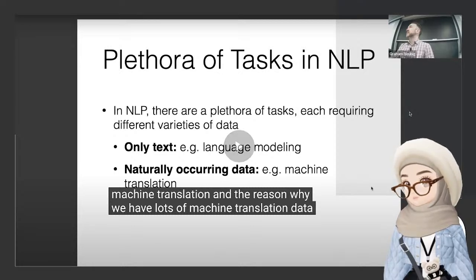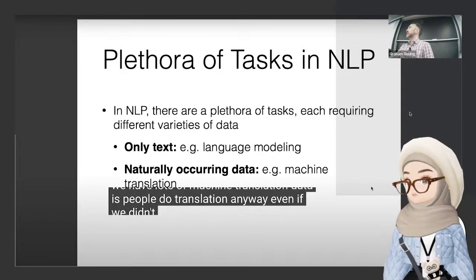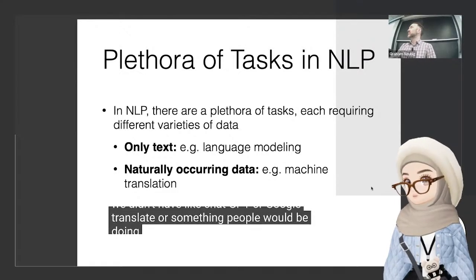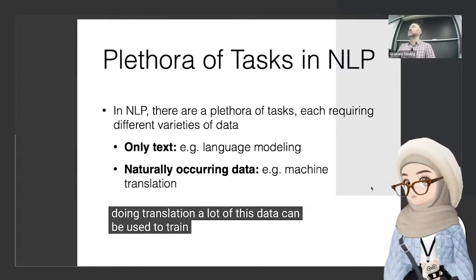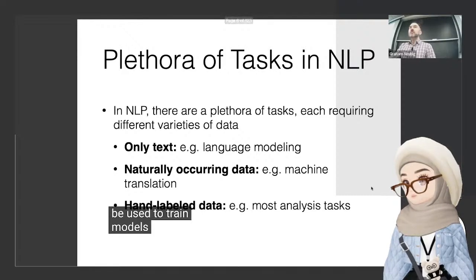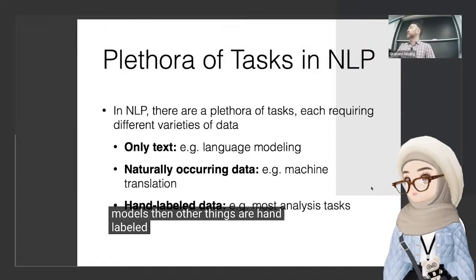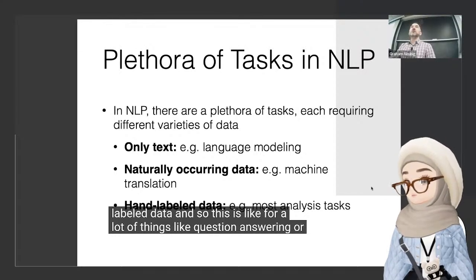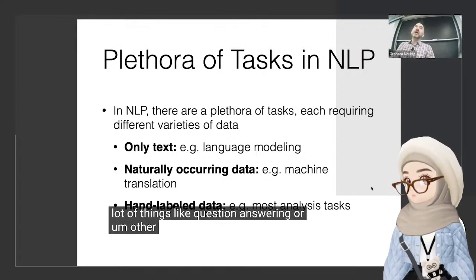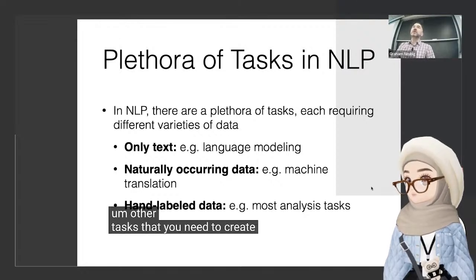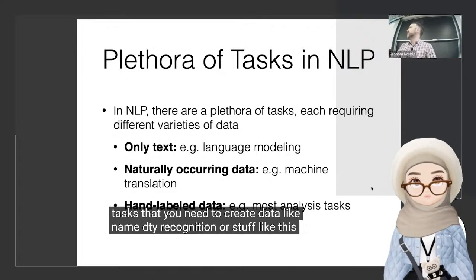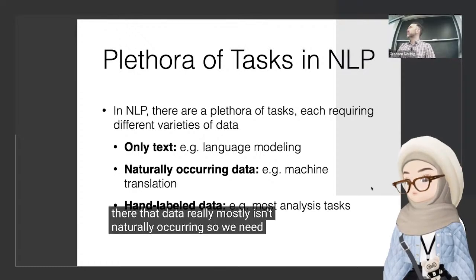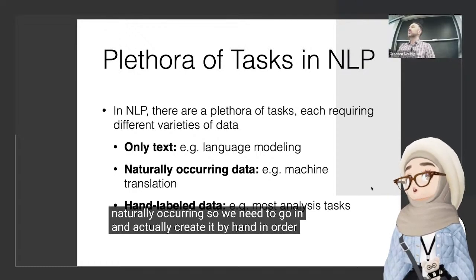I hope so. People do translation anyway, even if we didn't have ChatGPT or Google Translate, and a lot of this data can be used to train models. True. Then other things are hand-labeled data. This is for a lot of things like question answering or other tasks where you need to create data, like named entity recognition. That data mostly isn't naturally occurring, so we need to go in and actually create it by hand in order to do training.